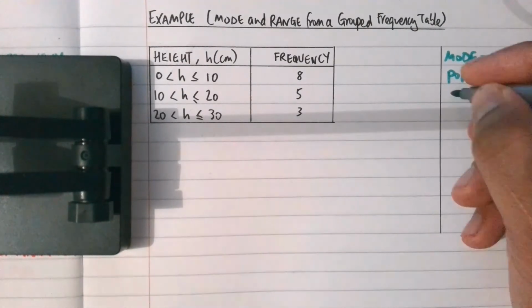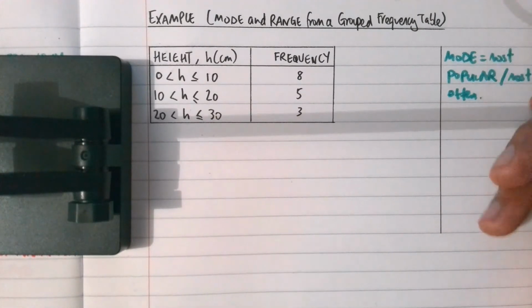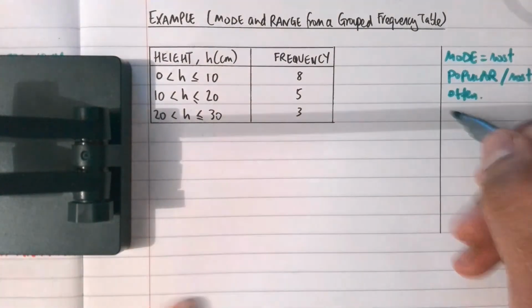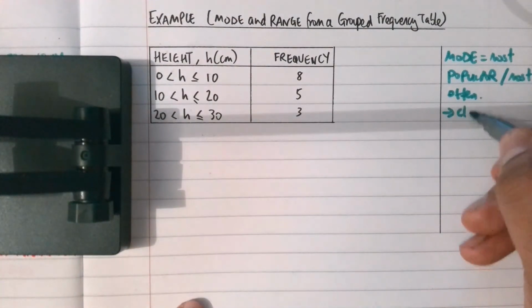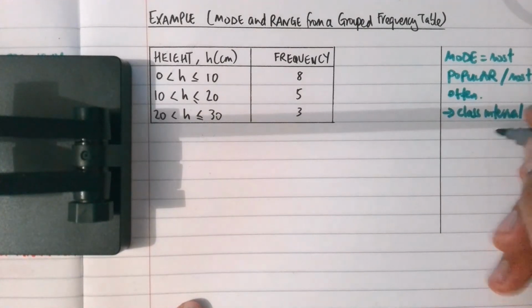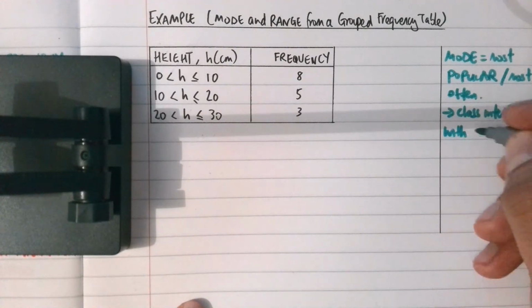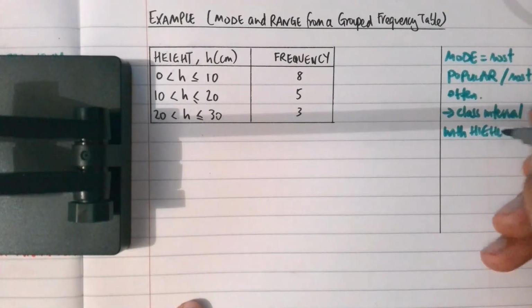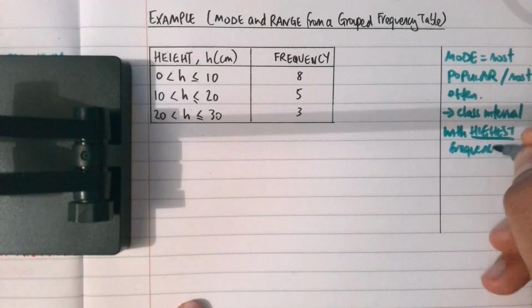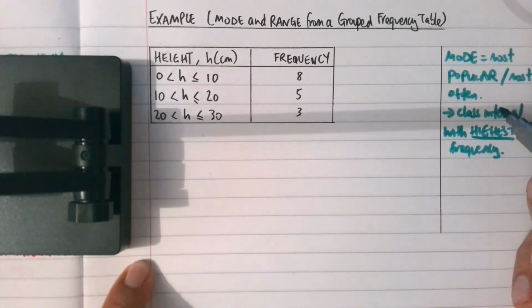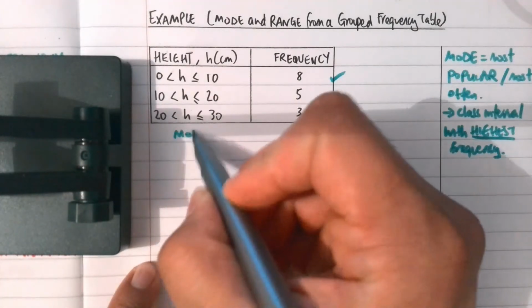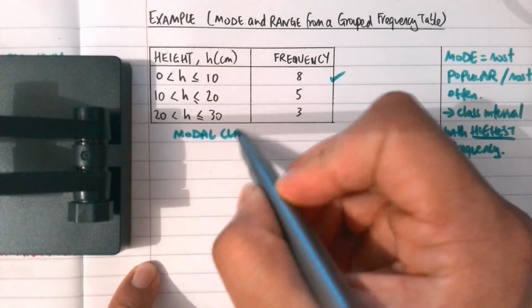And the way we do that is by quickly looking at the frequencies that are given. So again, the mode is the most popular, the most often. That's usually the words that are linked to it. But for group frequency tables and data that's given in this sort of format, we're looking for the class interval with the highest frequency. And we just need to, again, look at the frequencies, and you can see that 8 is the biggest frequency. Therefore, the modal class interval is going to be 0 to 10 centimeters.